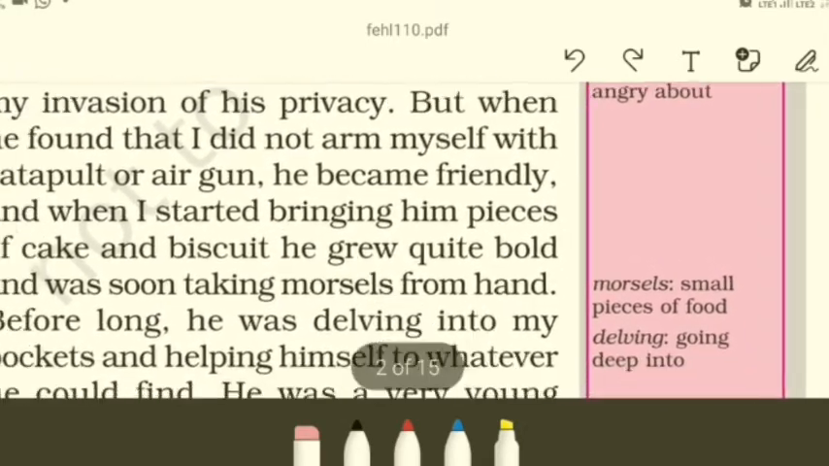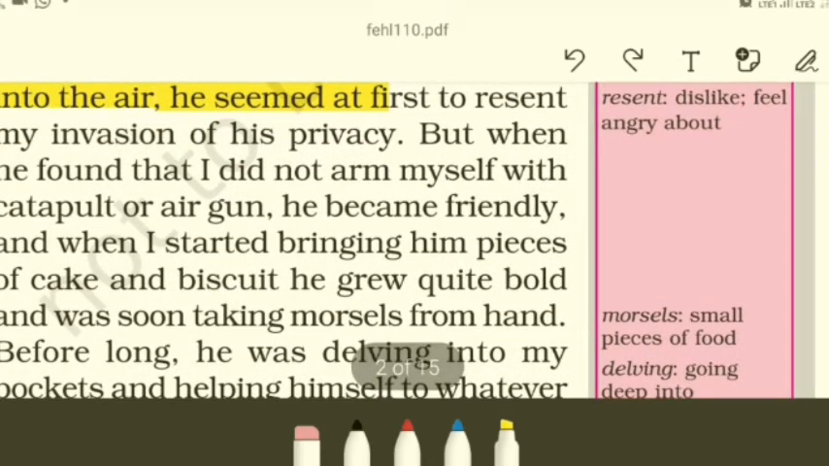That's a funny sort of expression. Okay, but when he found that I did not arm myself with catapult or air gun, he became friendly.